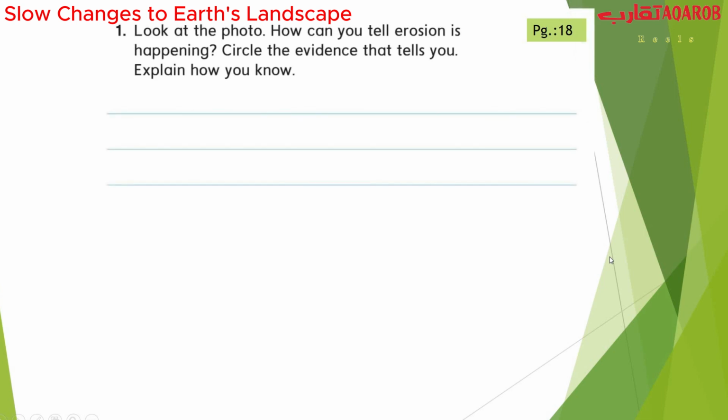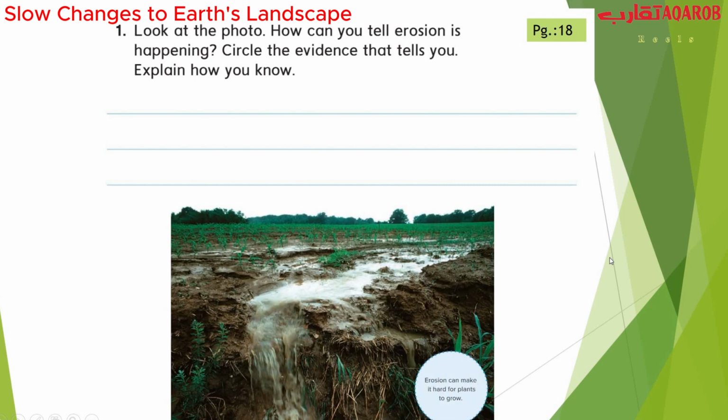So now, kindly open your book on page 18 to answer this question. Look at the photo. How can you tell erosion is happening? So again, give us evidence that erosion is happening here. Yes, excellent. The water color is turning brown. So this is the evidence that erosion is happening. This is the evidence that this water is carrying the soil.